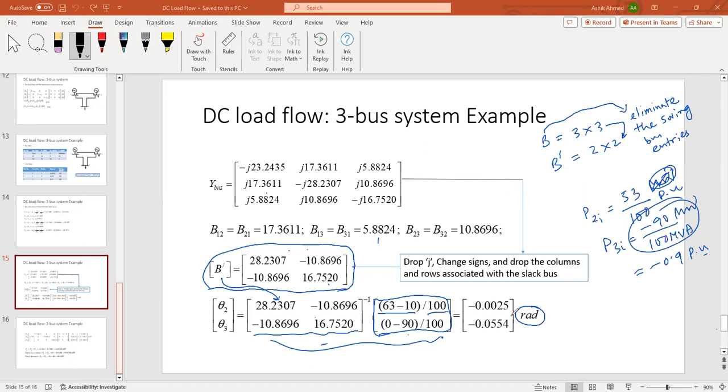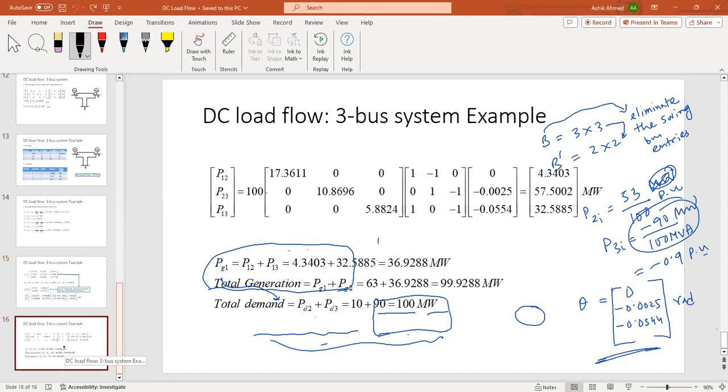Once you get these theta unknowns, you have the knowledge of theta 1, theta 2, and theta 3, so you have the theta vector. Theta 1 is 0, theta 2 is minus 0.0025, theta 3 is 0.0544, all in radians. Using this theta vector, we can use the expression P line flow equals MVA base into B line into A matrix into theta.